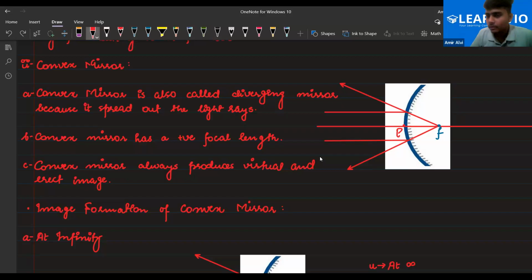Clear? Right. And one more thing, Naveed, as you can see from the figure itself, if the light rays are going like this, parallel, it is basically reflecting back to the medium.